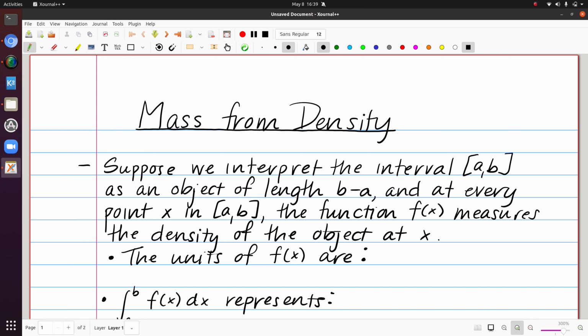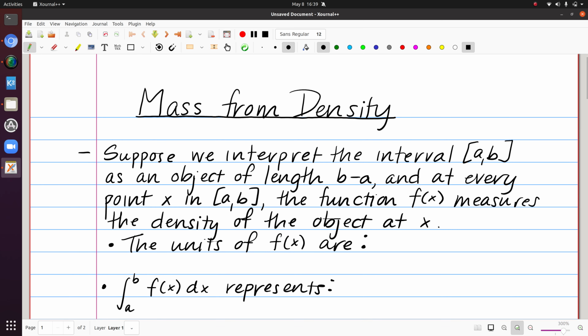So I want to generalize that idea and consider a situation where we interpret the interval from a to b as an object of length b minus a. So you can imagine that object being laid down in some sense on the x-axis, starting at a and ending at b. And at every point x within that interval, the function f of x is going to output the density of the object at x. And these can have lots of different interpretations, so this is just a very broad discussion.